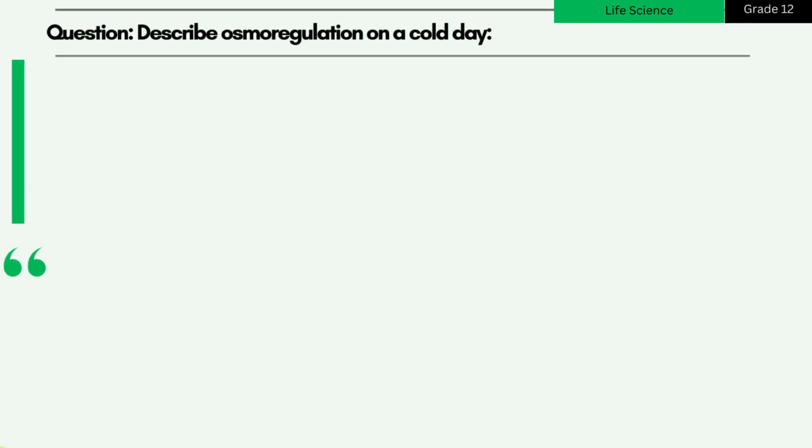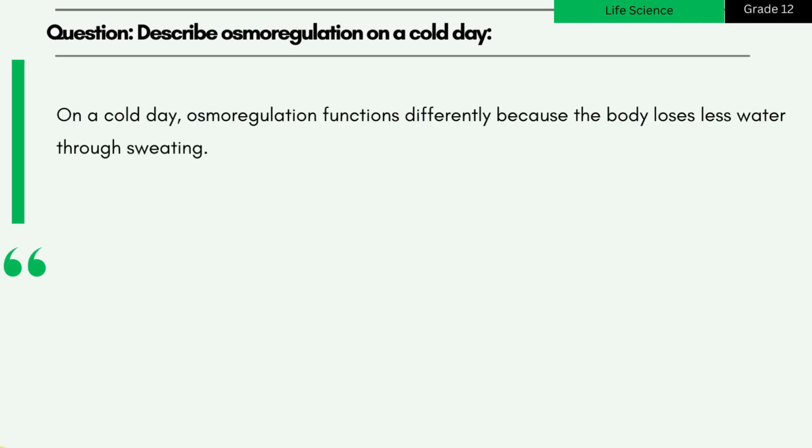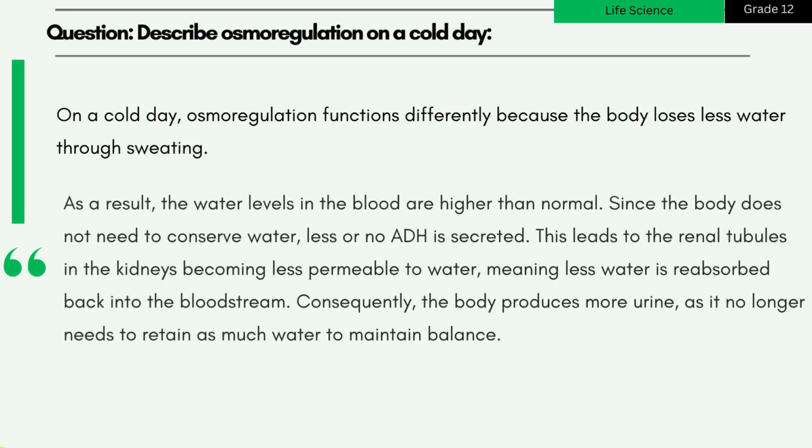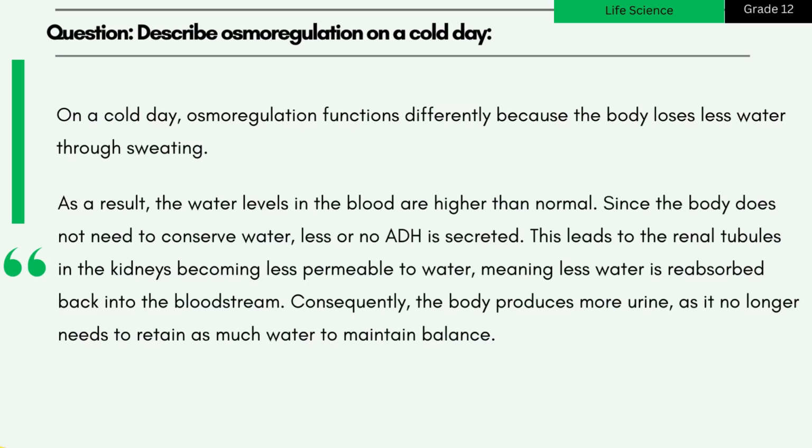Question. Describe osmoregulation on a cold day. On a cold day, osmoregulation functions differently because the body loses less water through sweating. As a result, the water levels in the blood are higher than normal. Since the body does not need to conserve water, less or no ADH is secreted. This leads to the renal tubules in the kidneys becoming less permeable to water, meaning less water is reabsorbed back into the bloodstream. Consequently, the body produces more urine, as it no longer needs to retain as much water to maintain balance.